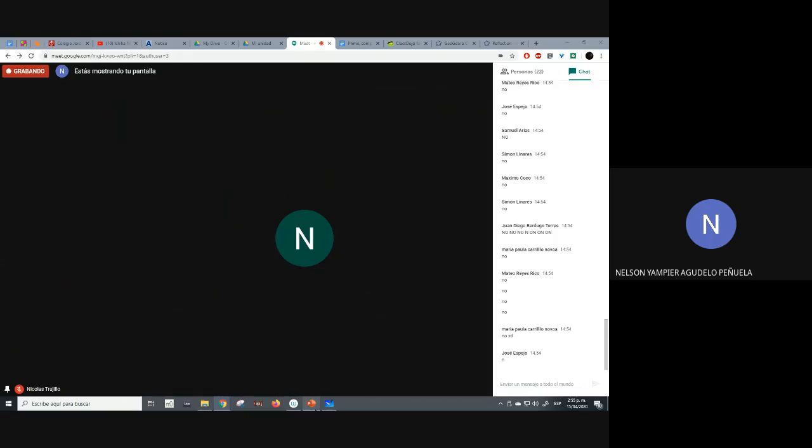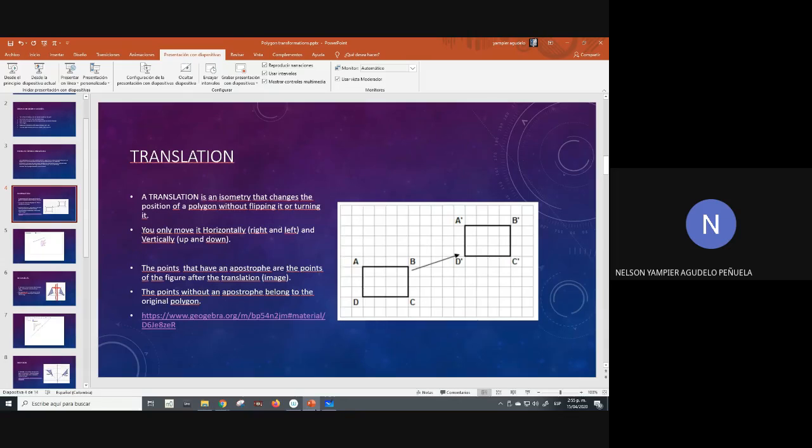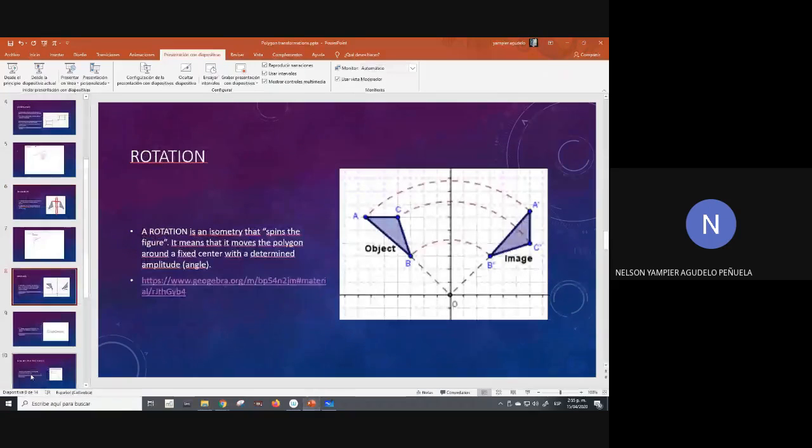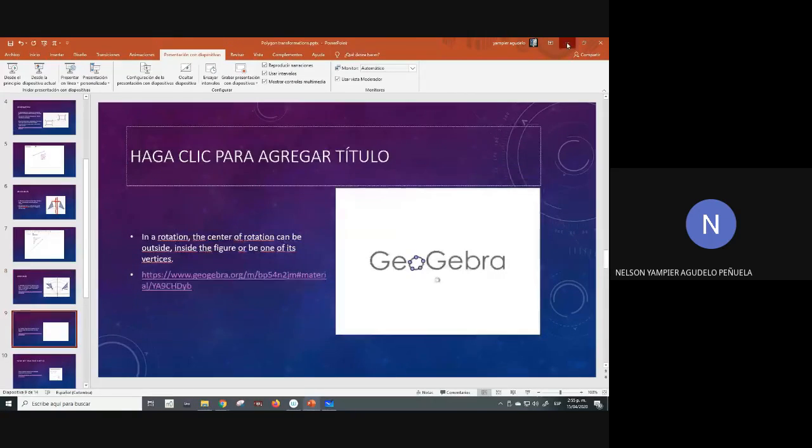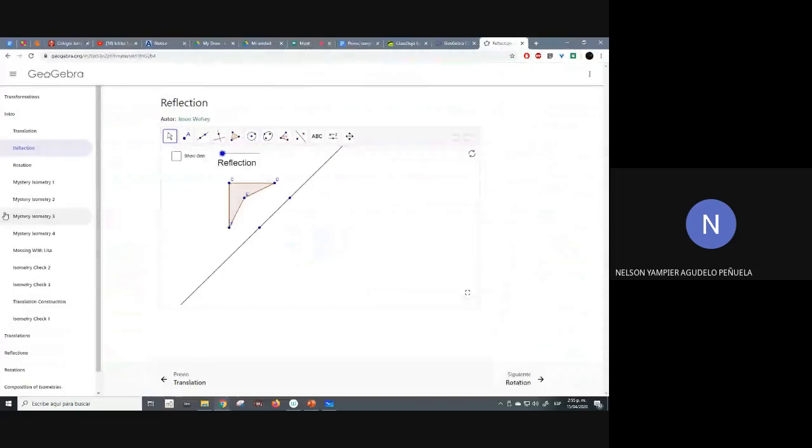The next one is a rotation. A rotation is an isometry that spins the figure. And spin is a synonym of turn or rotate, which is girar. It spins the figure. It means that it moves the polygon around a fixed center with a determined amplitude. So, este sí no abre. Voy a abrirla. I am going to open it here.